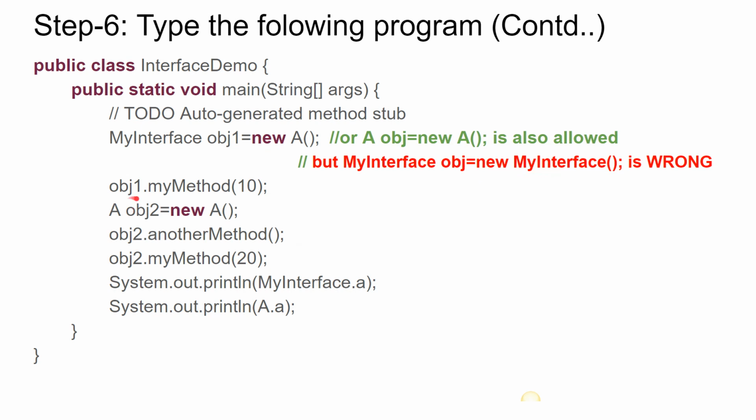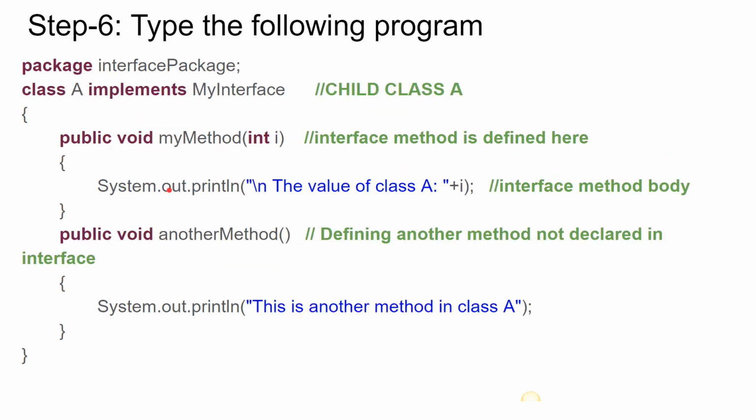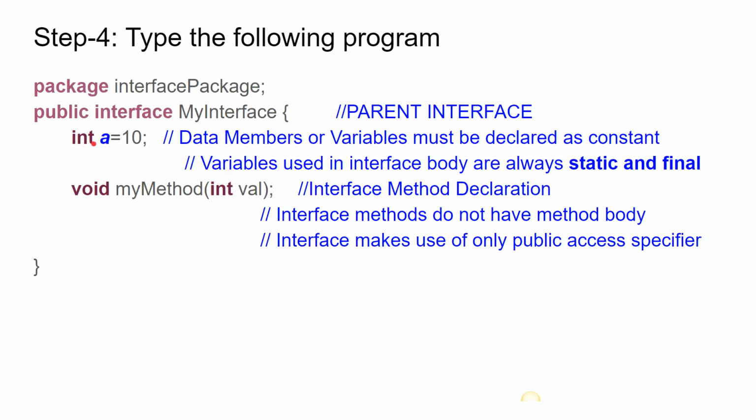So using this obj1, what are the members of the class now? Members of the class here: myMethod, another method, and one more member, a, and this is static and final. Even if we don't use the static and final keywords, by default, implicitly it is static and final.